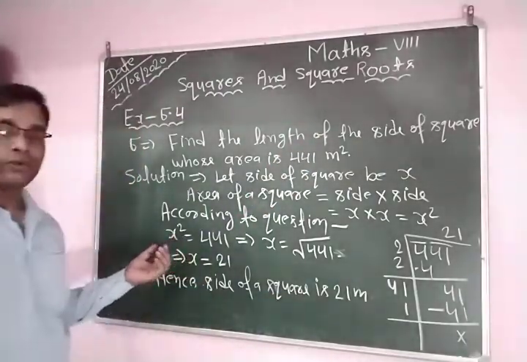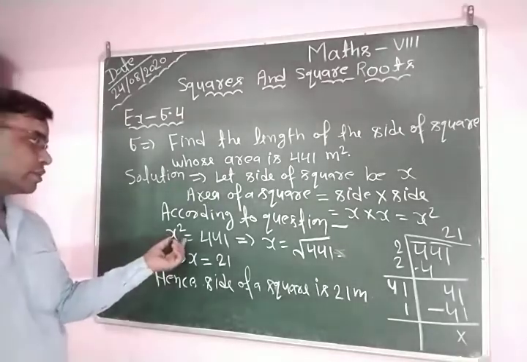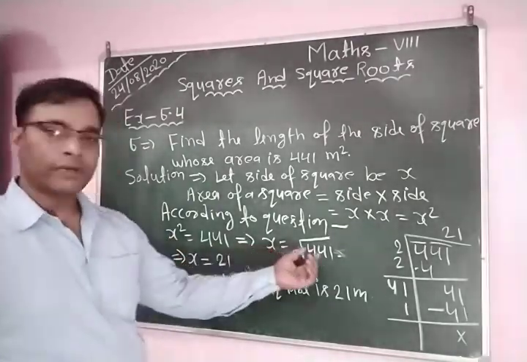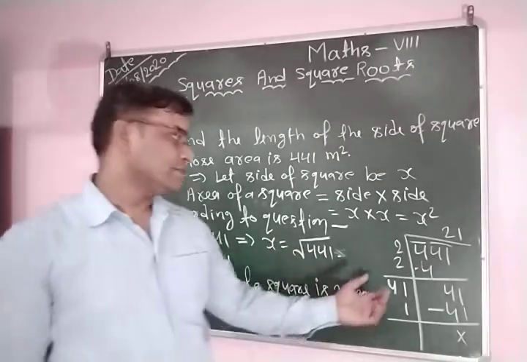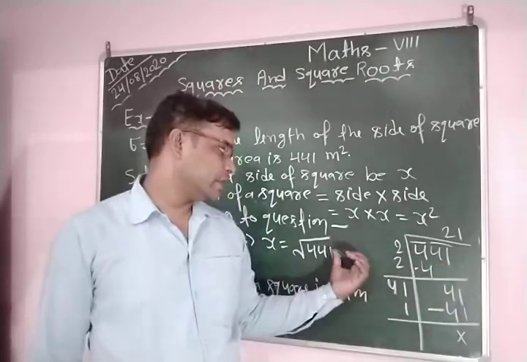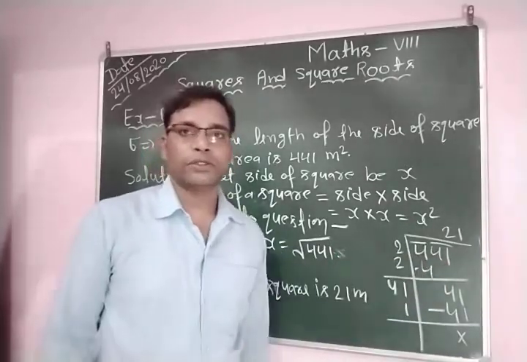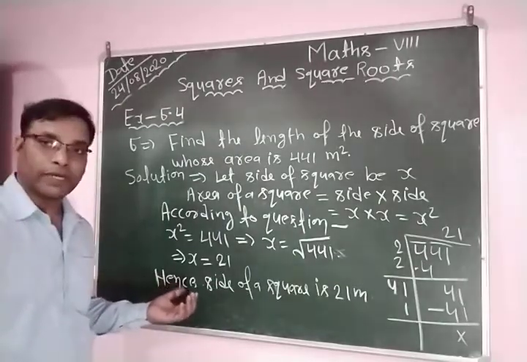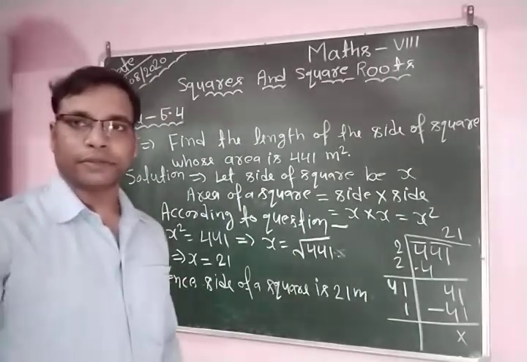So according to the question, we can write x square is equal to 441. In this way, you can also write x is equal to the square root of 441. Now we find the square root of 441. It will become 21. So you can say the length of the side of the square is 21 meters.